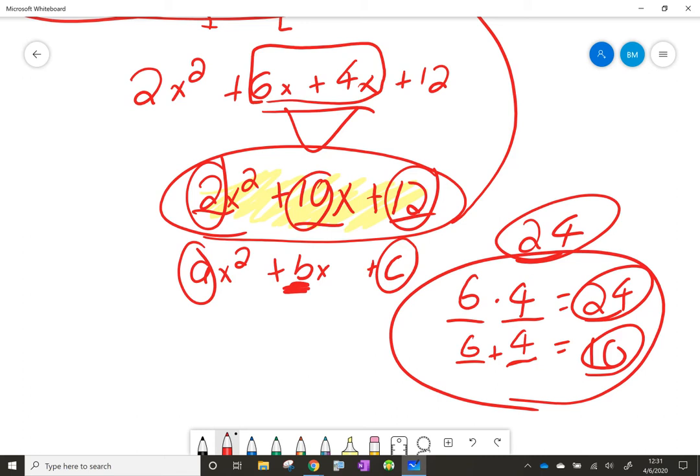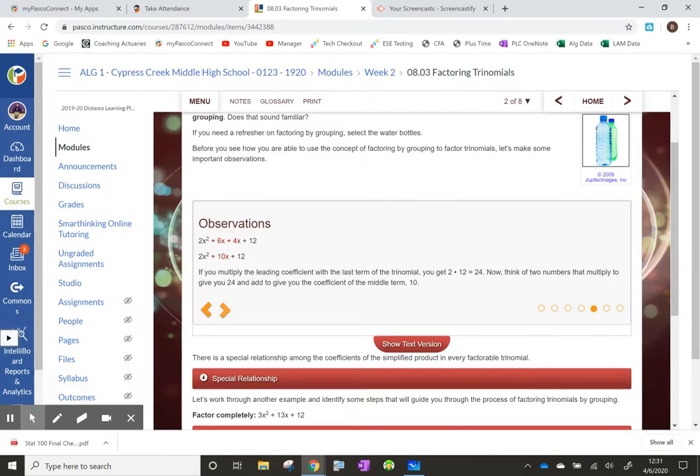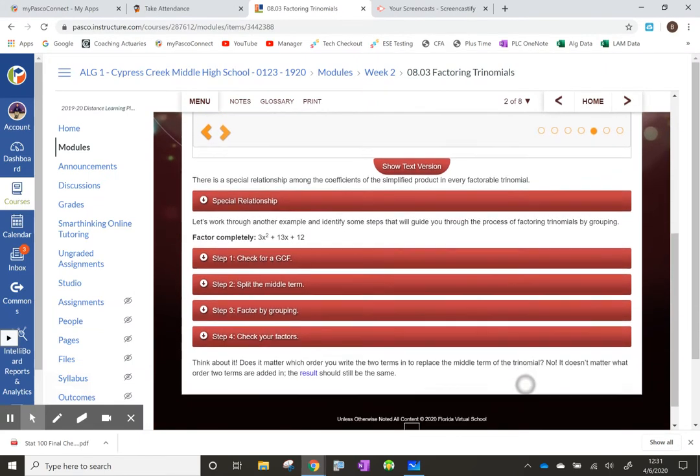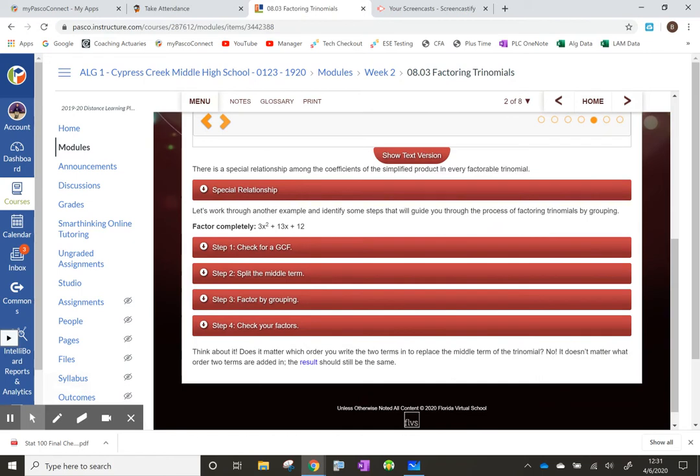is going to be solving that little puzzle, finding two numbers that multiply to one value, but the same numbers that add up to another value. And I'm sure we'll practice that a little bit here, but if we don't, I'll make sure we incorporate it in a bit, okay? So let's work through another example. Okay, they have their example.